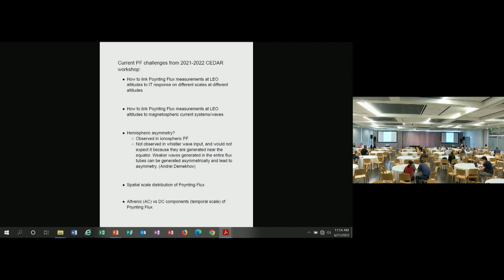I'll also comment on the spatial distribution of Poynting flux. I think that might be really important because it looks like they're fairly event-like. They're not really big, broad, spread-out things. They may actually be fairly small. That raises questions about whether the electric field maps all the way through the ionosphere, all the way down to the bottom of the E region.